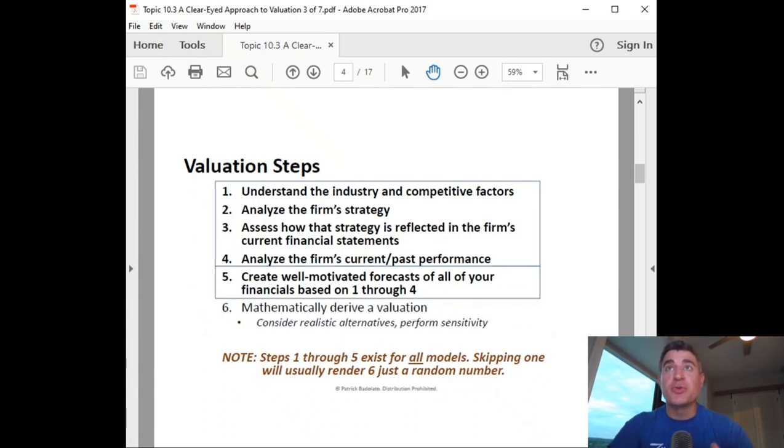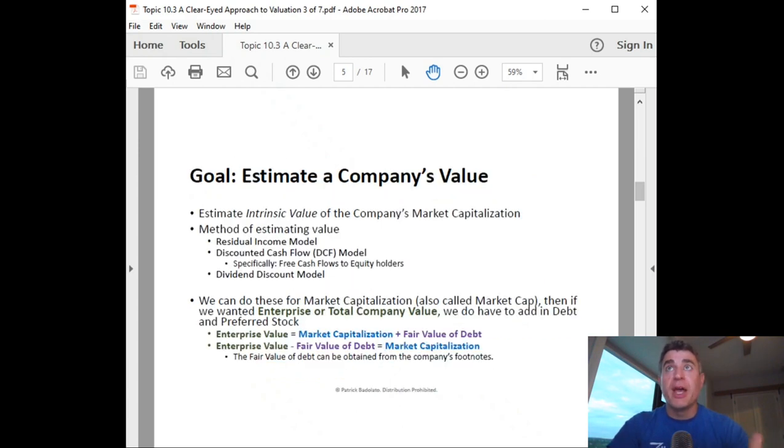Here are our steps. I've covered these before. If you want to remind yourself of it, please do, but I don't want to read it to you again. And then here's our goal, basically to estimate intrinsic value of a company's market capitalization. We can use 3 common methods. I'm going to focus my time here on discounted cash flows, specifically free cash flow to the equity holders. You can also use residual income model or dividend discount model.